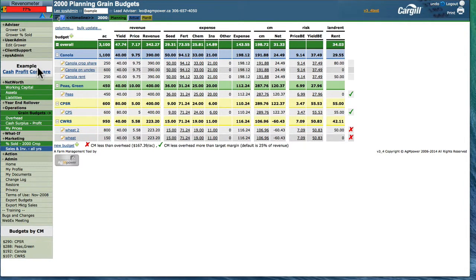I'm working in Example Farms in the year 2000. I've created a planning budget, which you see here. I've also copied that budget into Plan B and into Actual. When we make sales, we want to make sure that our sales are above our break-even price.